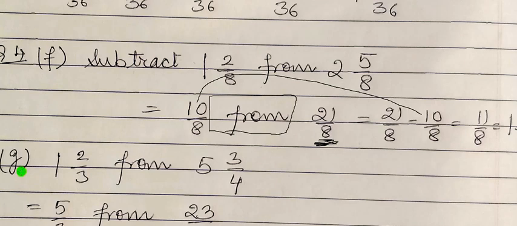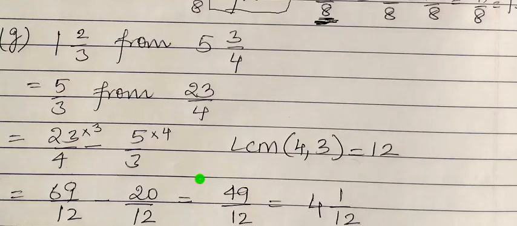Now let us see the G part, where again we have to subtract 1 2 by 3 from 5 3 by 4. Here again I converted into improper fractions, that is 3 plus 2, which comes out to be 5 by 3, and 5 times 4 is 20 plus 3, which comes out to be 23 by 4. So whenever the word from is coming, as I said to you, whatever number is after the word from is written first. So this gets the first chance, minus 5 by 3.